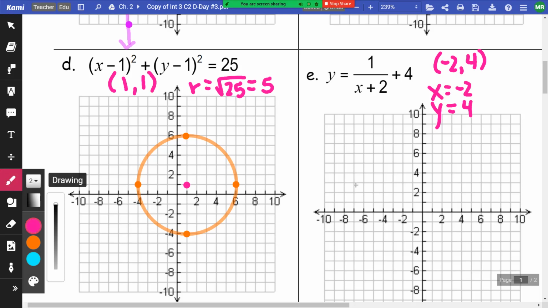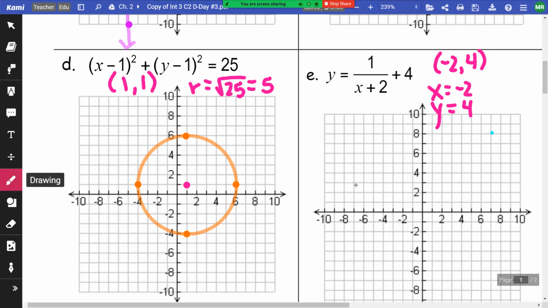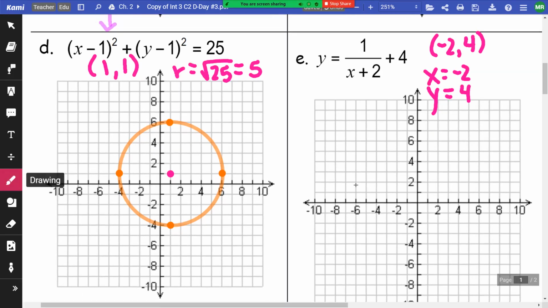Again, I'm going to draw them in as a line instead of a dashed line, just so it's not as messy looking. Okay, so that is my x equals -2. And then I have y equals 4.